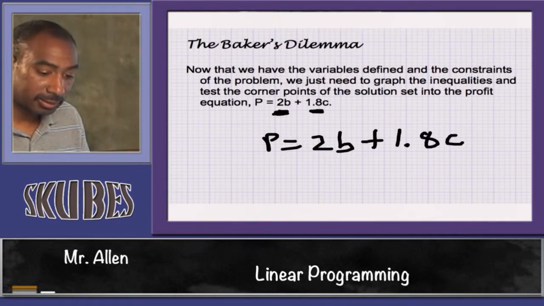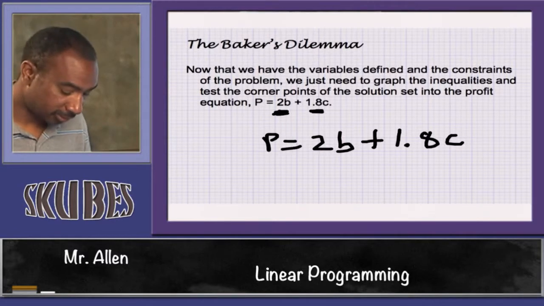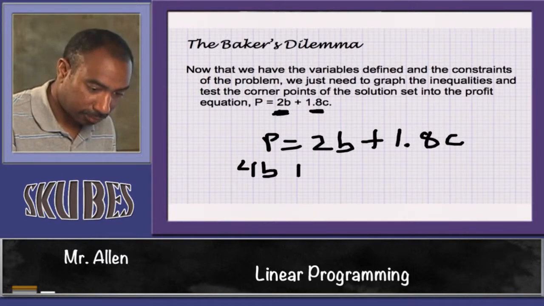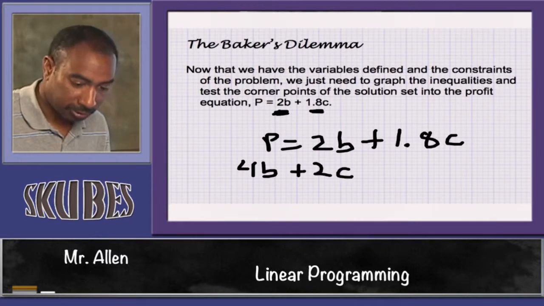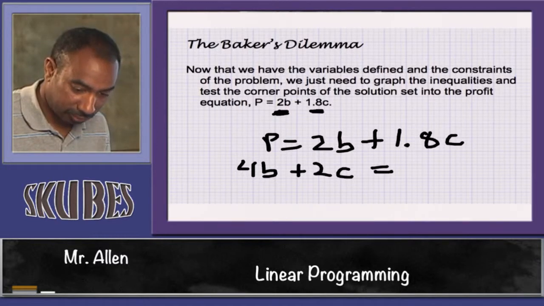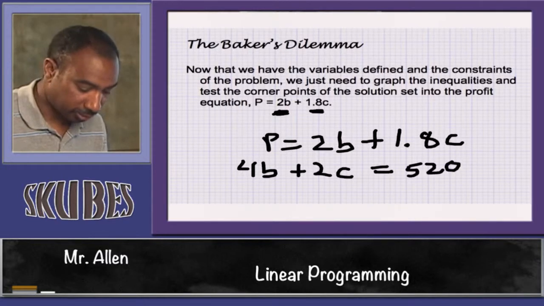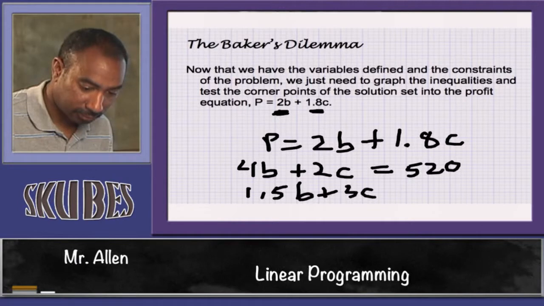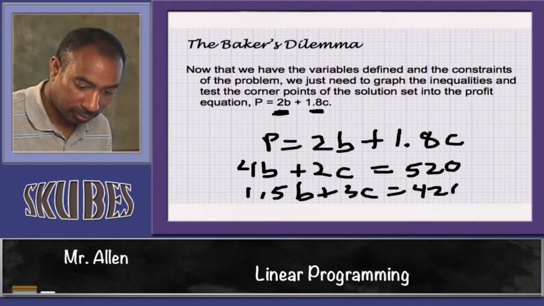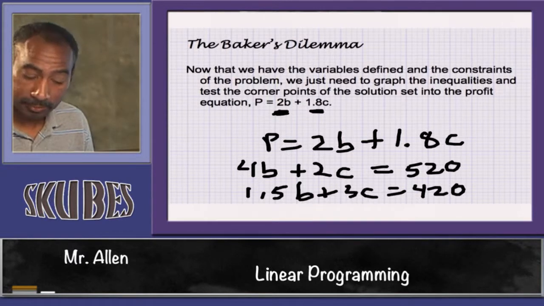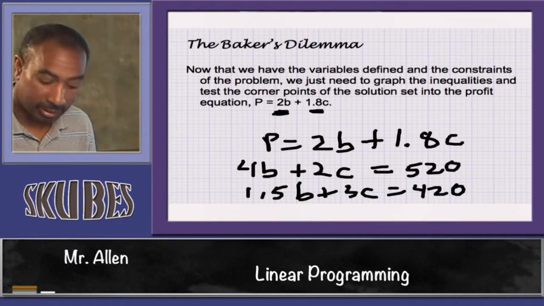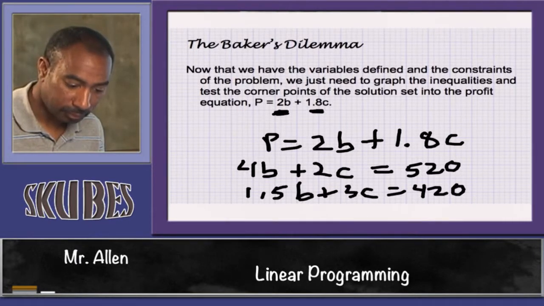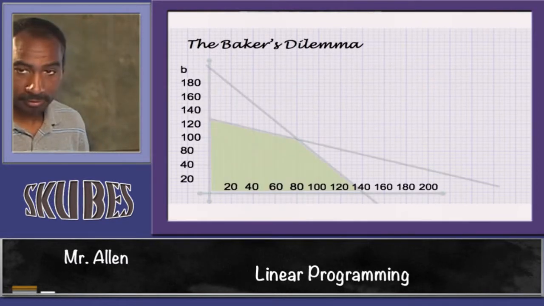But in order to do that, we're going to have to graph these inequalities. So you want to graph 4B plus 2C equals 520, but we're going to graph the boundary line first. And you also want to graph 1.5B plus 3C equals 420. We're going to graph those. And then you're going to shade below the line because the inequality was less than or equal to. When you do that, you're going to get this.